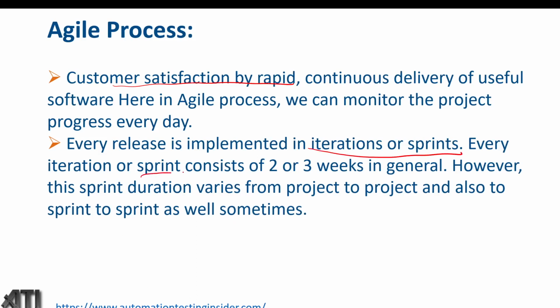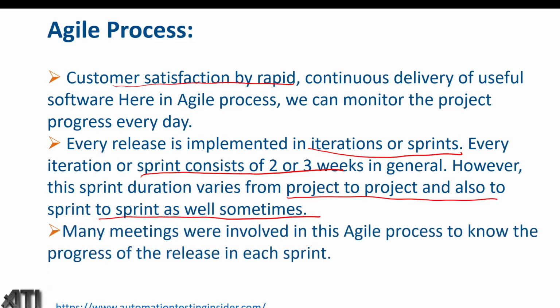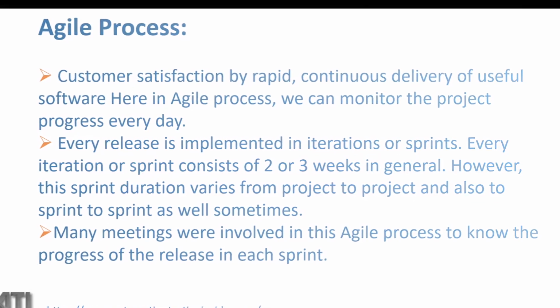Every iteration or sprint consists of 2 or 3 weeks in general. So it depends on project to project, company to company. Mainly it's 2 or 3 weeks. In some companies, they used to follow a 1 week sprint cycle as well. However, the sprint duration varies from project to project and also sprint to sprint sometimes. Many meetings were involved in this agile process to know the progress of the release in each sprint.